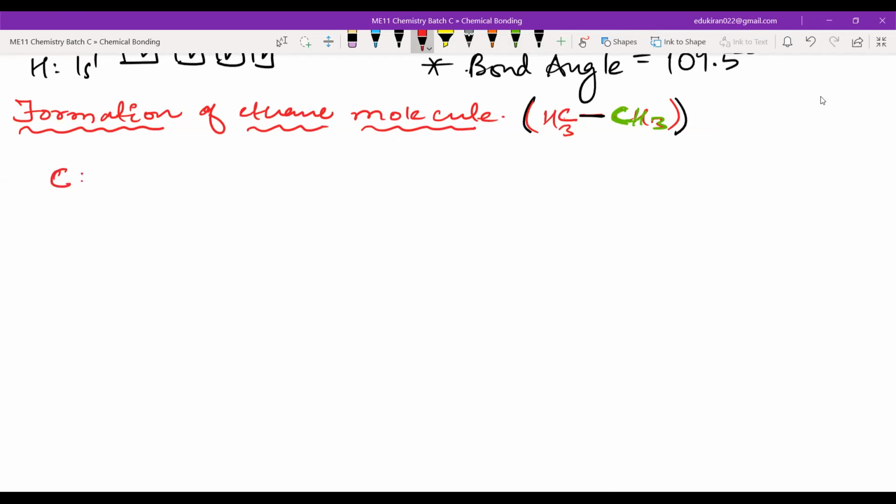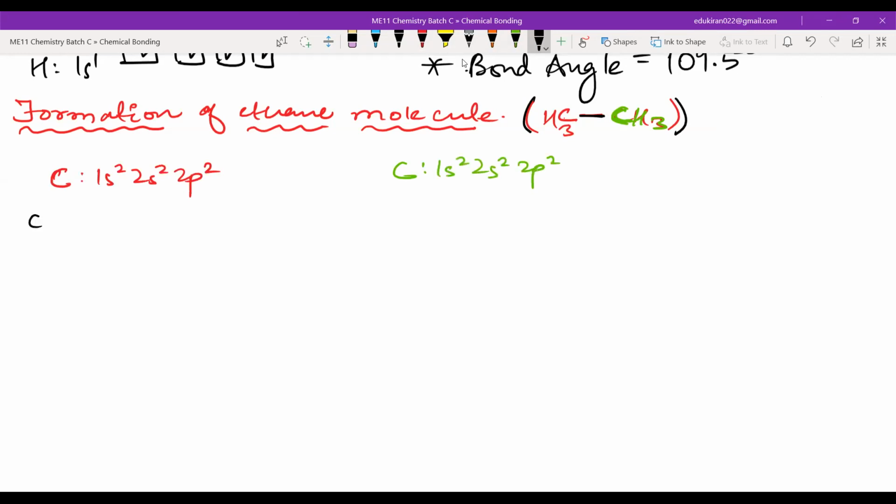So red carbon will have 1s2, 2s2, 2p2. And green carbon will also have what? Can you please dictate it to me? What will be the electronic configuration for the green carbon? Same only, right? Yes, sir. So 1s2, 2s2, 2p2.